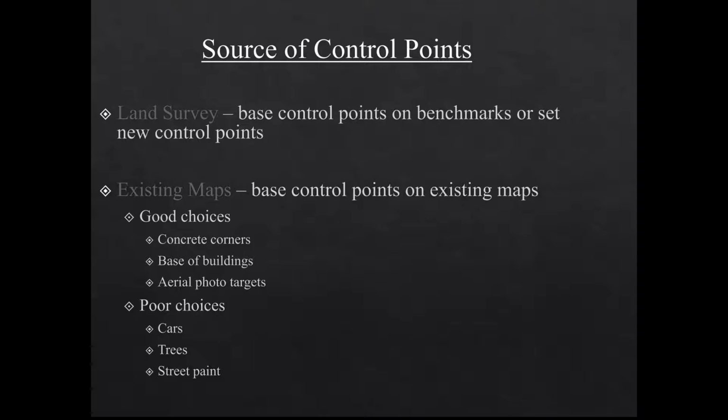The second data source is an existing map that covers the same location as the source data set. If the existing map is already registered, then you can pick the coordinates from the map as your control points. When choosing control points off of an existing map, good choices are permanent features that are easy to see from the air, such as concrete corners, bases of buildings, or aerial photo targets, which are those white crosses you often see painted on the highway. Poor choices will be items that move or are difficult to see from the air, such as cars, trees, or street paint.